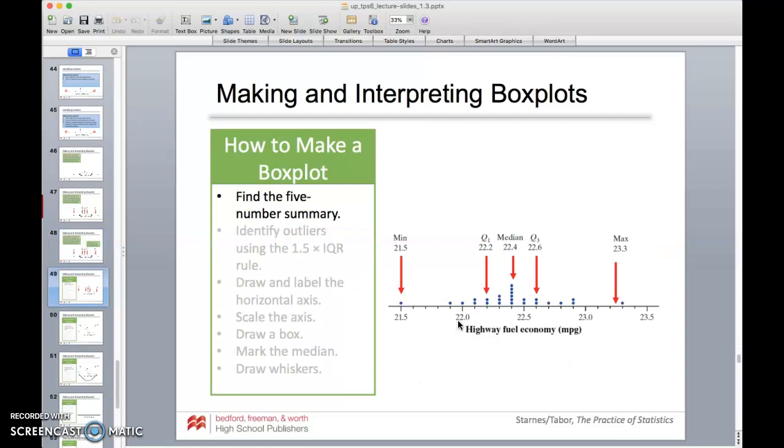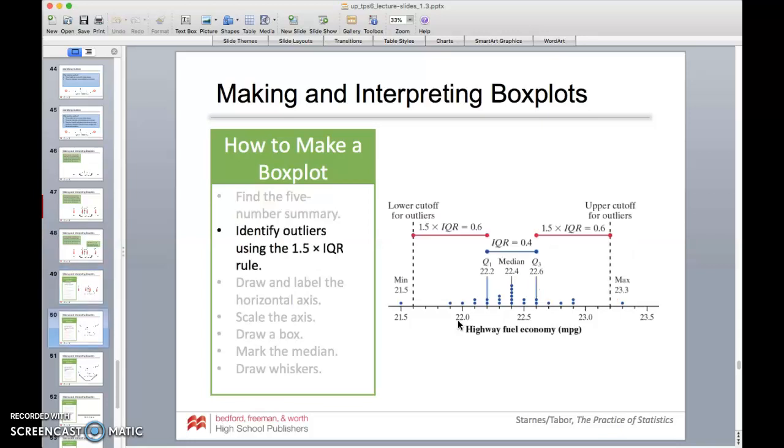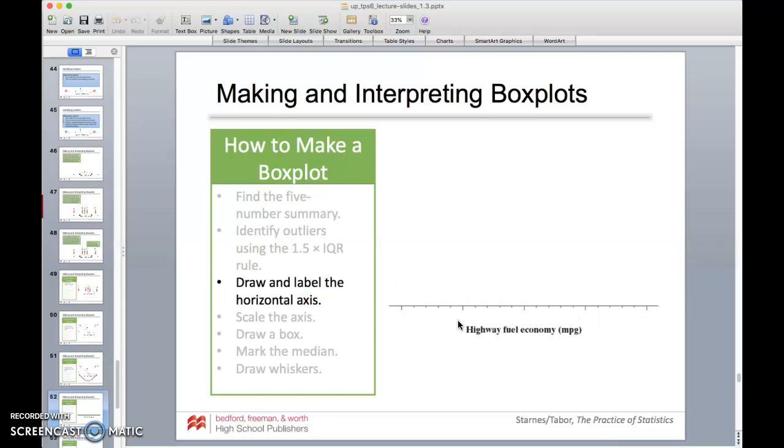Now, what do you do to make a box plot? We find the 5-number summary. We can use the calculator to help us with that if you want to. We're going to identify those outliers. All right, so we have those on there. Now, look, we do have 2 of them here. We're going to draw and label the horizontal axis. And again, we want to make sure we're going up by equal increments. Make sure we label it. Yeah, we've got that. Okay, so scale it.